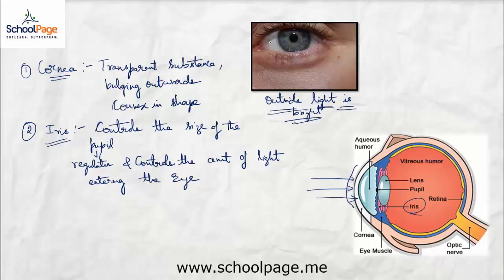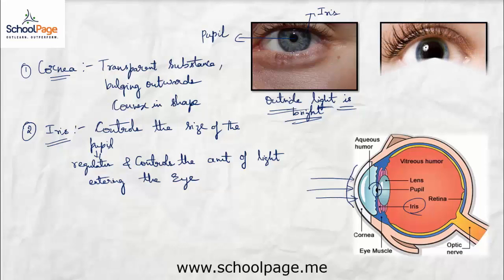So this eye is covered by a transparent substance called cornea. This ring-shaped structure is called iris, and this hole is called pupil. So this is what you can see here. It is a black hole in between the iris. Since the outside light is bright, the size of the pupil is small so that less light enters into the eye. And this is the eye of a person when outside light is dim.